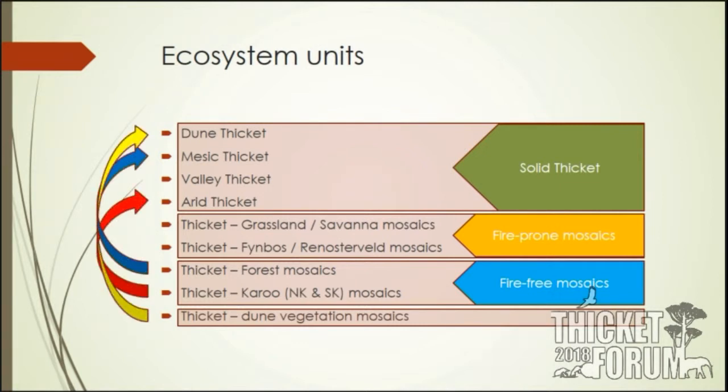So in order to try and simplify the units that we were using, we could assign some of the mosaic units to the solid thicket units because functionally they had the same characteristics. So thicket forest mosaics fit in very nicely with mesic thickets. The ecological processes that are happening there are very similar. And similarly with thicket karoo mosaics, they fit in very nicely with arid thickets. The dune vegetation mosaics fit in nicely with dune thicket, and valley thicket could stay on its own.